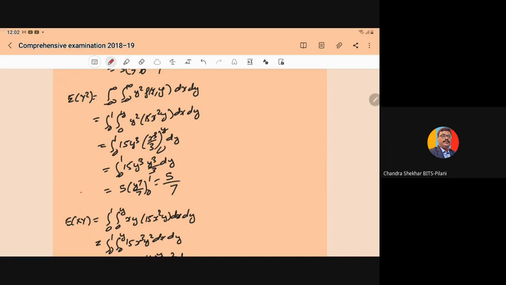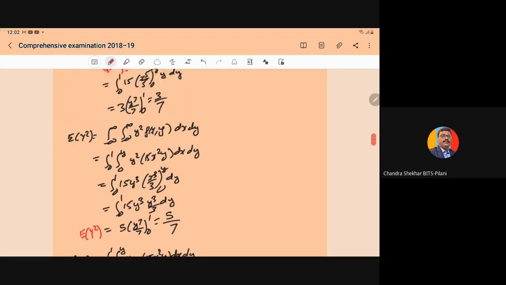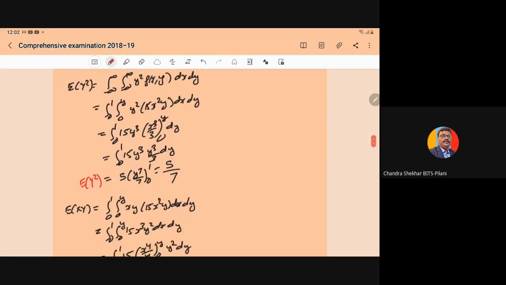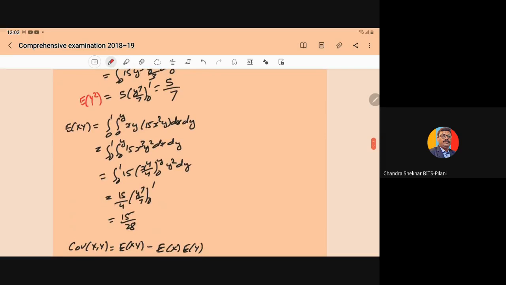So this is the value of the expectation of the second moment of y, and this is the second moment of x. Now we compute here E of xy. So E of xy, for the given problem, will be the integral 0 to 1, integral 0 to y, of xy into f(x,y). So f(x,y) is what?